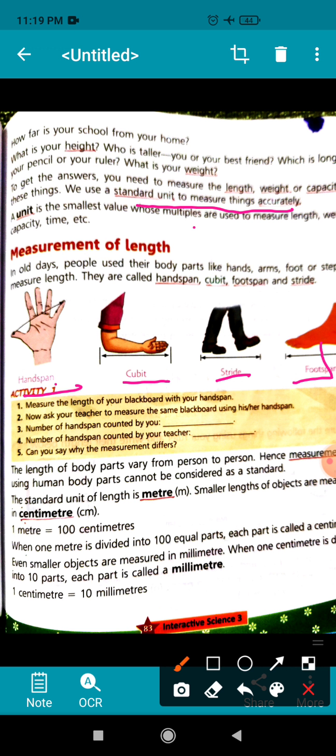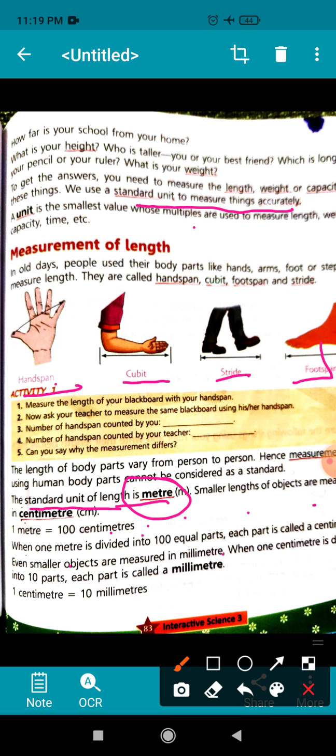So we need a standard unit of measurement, and the standard unit of length is meter. Okay, what is the standard unit of length? This is meter. And children, smaller lengths of objects are measured in centimeter, and 1 meter has 100 centimeters. It means when 1 meter is divided into 100 equal parts, each part is called a centimeter.